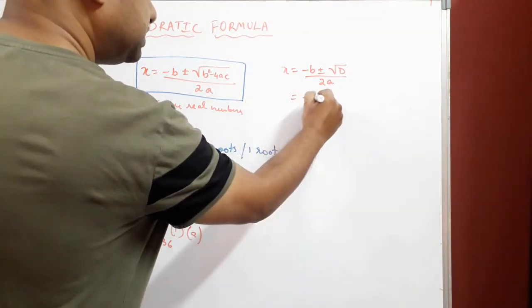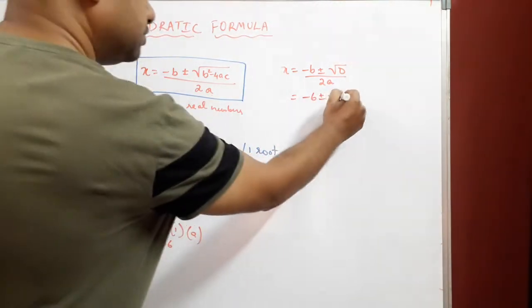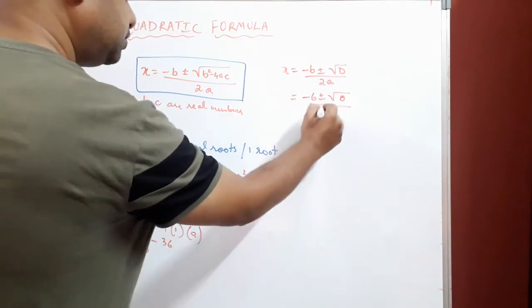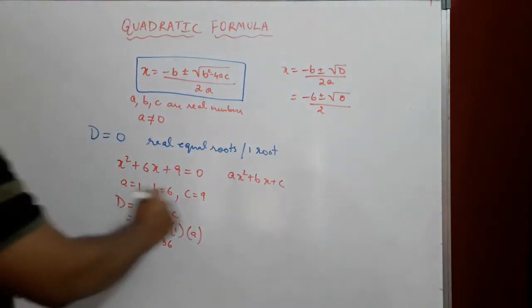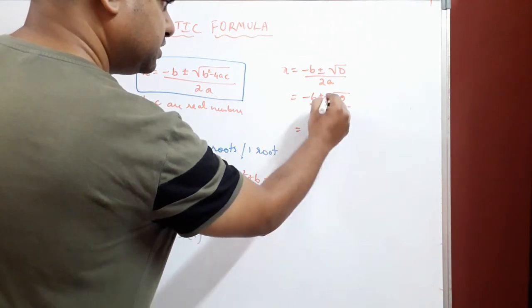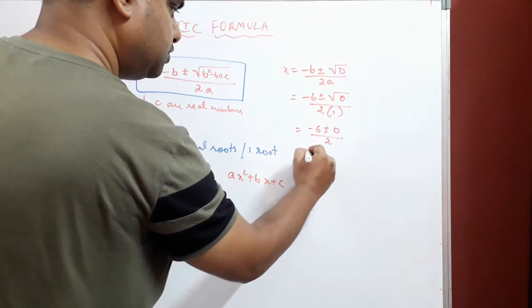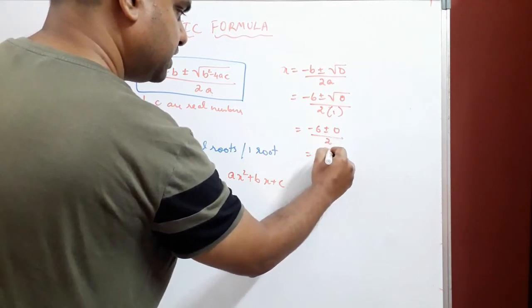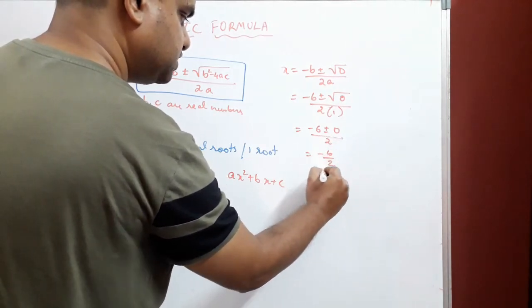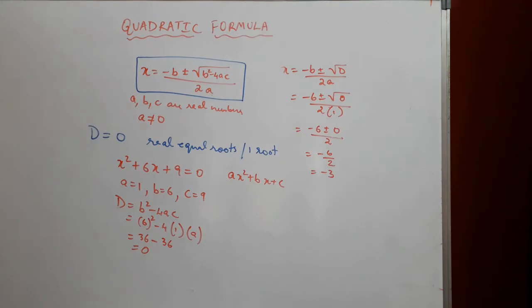We put minus 6 plus or minus square root of d. D is what? Equal to 0. And 2a, a is 1. So into 1, we get minus 6. So plus or minus square root of 0 is 0. Whole thing upon 2. So ultimately we get what? Minus 6 upon 2, which is equal to minus 3. So we get x equal to minus 3. We are getting only one root in this case.